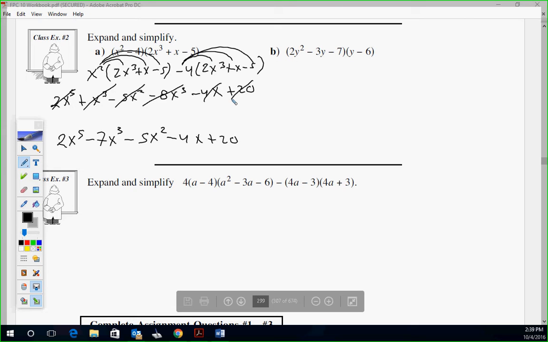Okay, you try B. I'm going to give you a couple minutes. So B, if you're trying on your own, the answer is 2y cubed, 15y squared, 11y, plus 42.